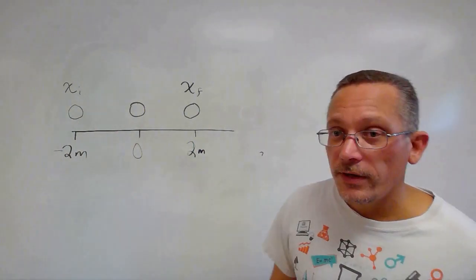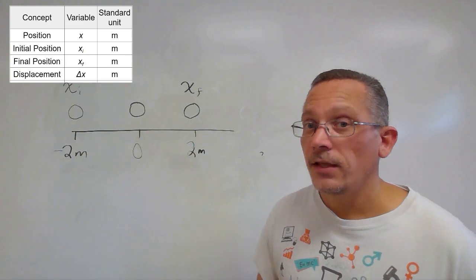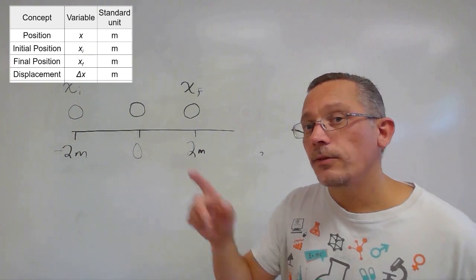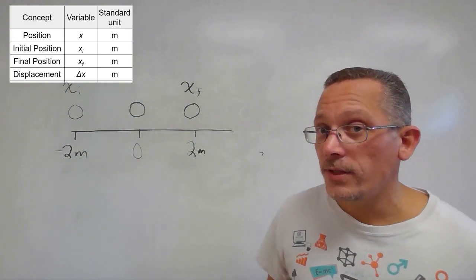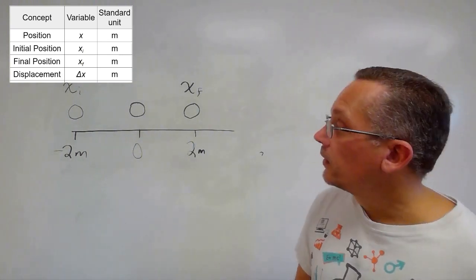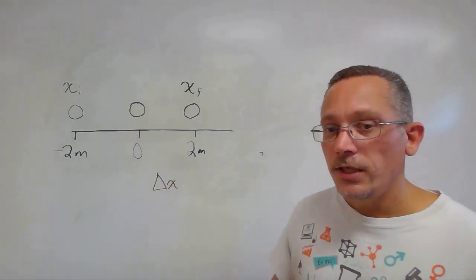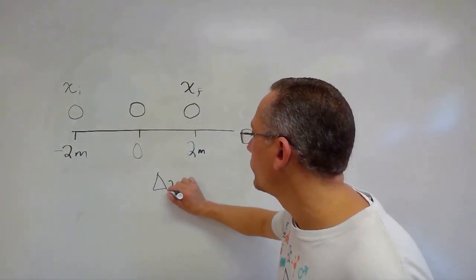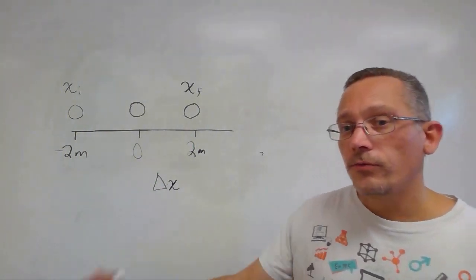For displacement, we're going to use a variable called delta x. You can see the triangle is the Greek letter delta, and delta means change. We're going to see the delta quite a bit throughout physics. So delta x is the change in position, which is the displacement. Let me draw my x a little bit nicer. Delta x is the change in position. It's how far it is from where it started.